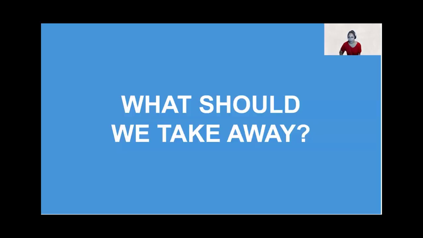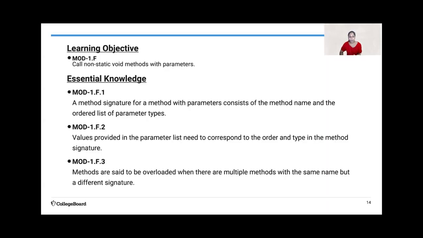So what do we take away from this? We see how a method signature for a method that has parameters is going to contain the method name as well as the ordered list of parameter types. We see that the values in the parameter list when we call the method need to correspond to the order and the type in the method signature. And we've also seen how we can overload methods, using the same name but different signatures, so we can do similar tasks with different types of information.